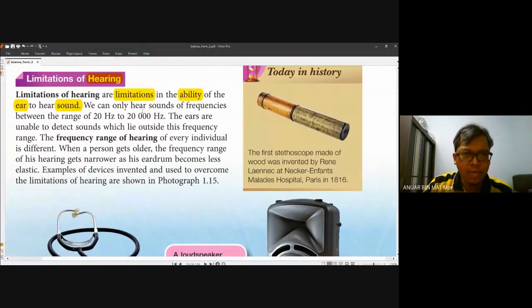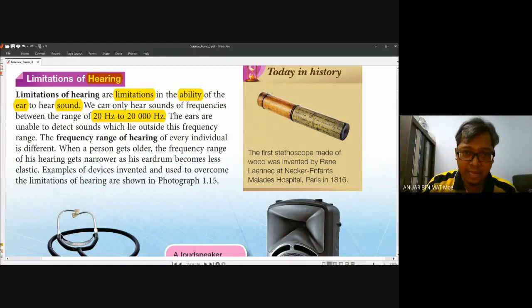Okay, again, we continue. We can only hear frequencies between 20 to 20,000 hertz. Ini saya sudah ajar dalam Form 2. Form 2 kita sudah belajar ini. Less than 20 hertz, we cannot hear the sound. More than 20,000 hertz, we also cannot hear the sound.